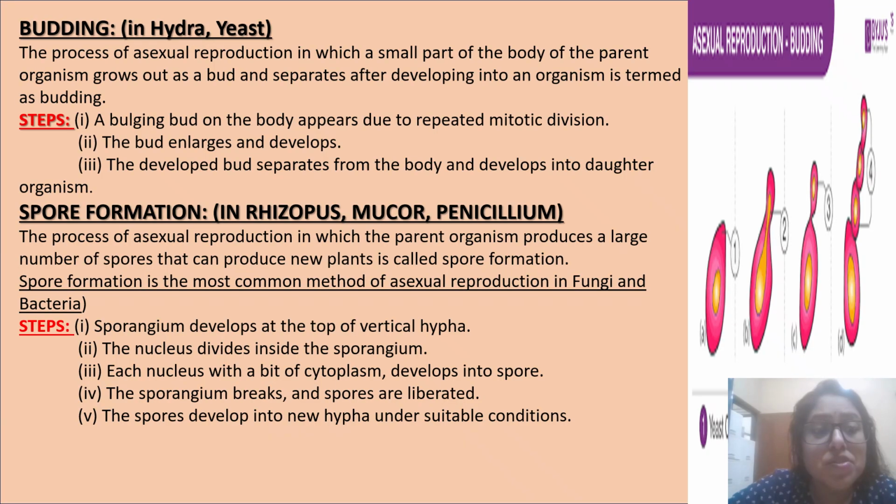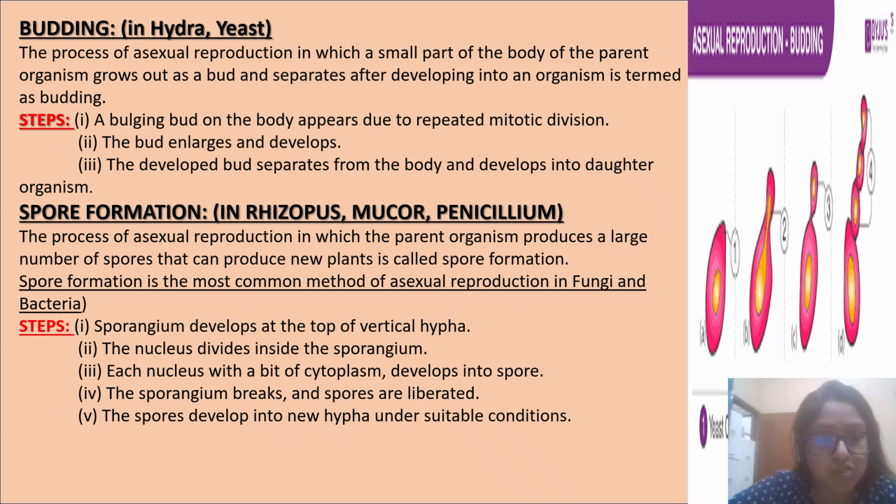Next type is spore formation, which is seen in Rhizopus, Mucor, and Penicillium. The process of asexual reproduction in which the parent organism produces a large number of spores that can produce new plants is called spore formation. Spore formation is the most common method of asexual reproduction in fungi and bacteria.